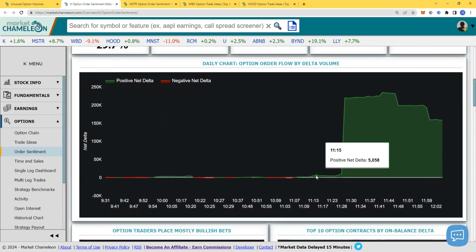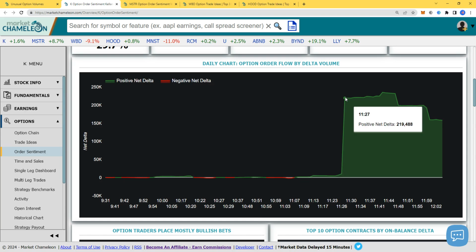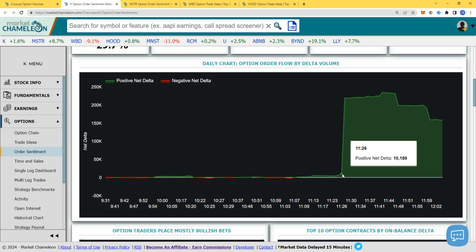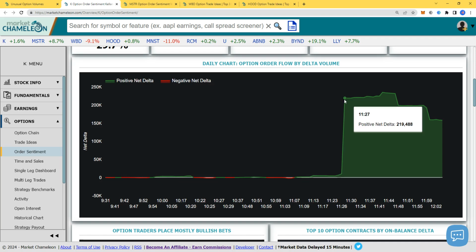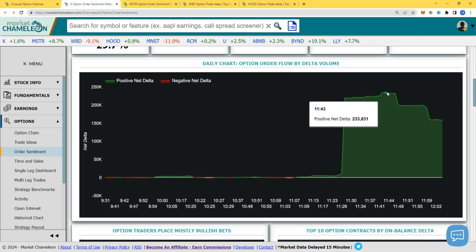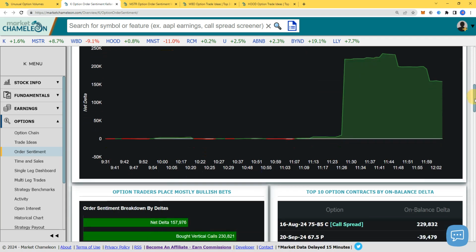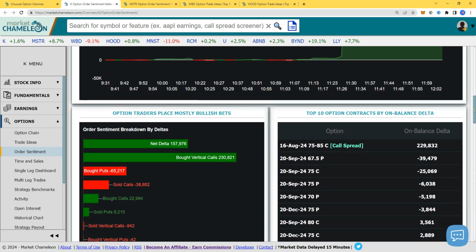Look at this, and you see something happened here. Positive delta, 4,000, 5,000, and in here from 10,000 at 11:26, we jumped. This is 11:26. Look at this, 220,000, 10,000. So there's an extra 200,000 in here. Okay, so someone made a bet at 11 o'clock. This is very interesting. Someone made a big bet, bought vertical calls. 230. Interesting. But what's the call? I don't know. It doesn't tell me. Okay, this is the big one. Call spread. There we go.